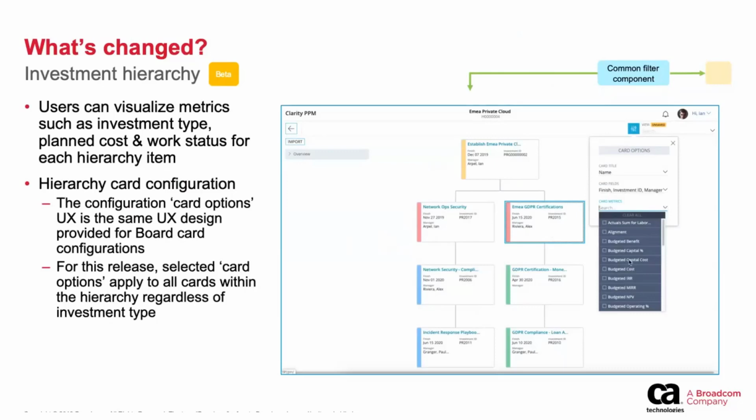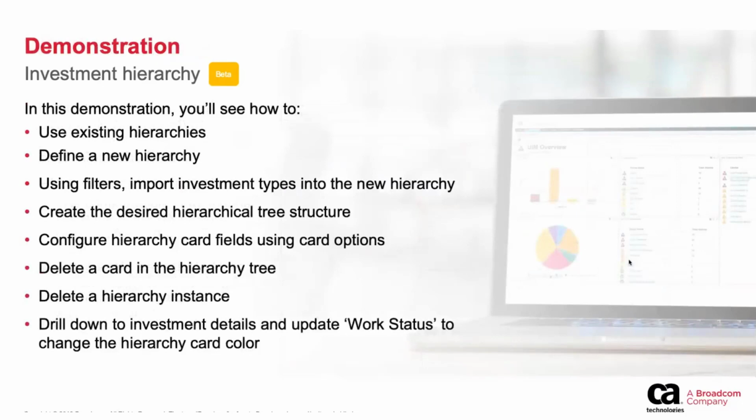Okay, all right, so let's jump into the product here real quick. In the demo, we're going to look at those hierarchies and understand how to use them. We'll define a new hierarchy. We'll use that multi-select grid capability and the filters to import investment types, and then we'll create that structure. We'll use the card options to configure the metrics. Then there are a couple of things I want to show you as far as behavior when you delete a card or you delete an actual instance. And last but not least, we'll show that drill down from the hierarchy itself into a project, for example, and then update the status and navigate back.